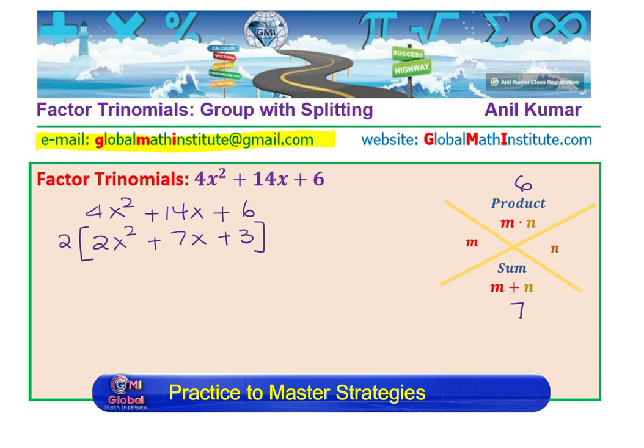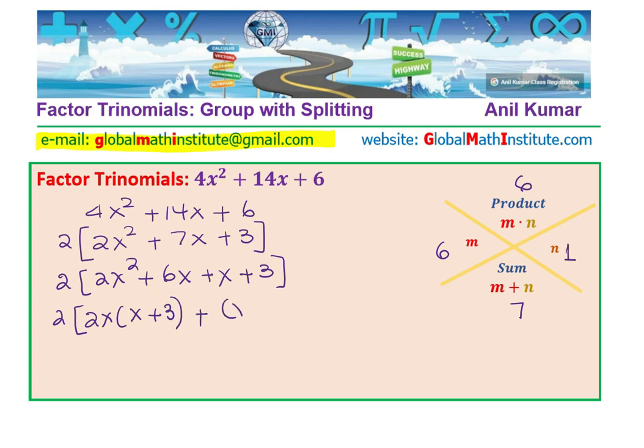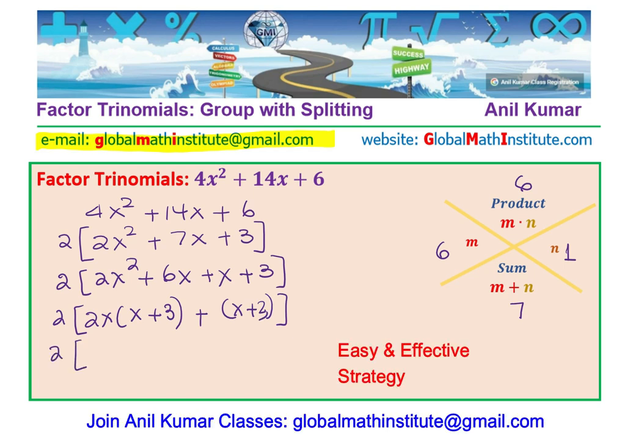So how do you get a sum of 7? Well, 6 times 1, right? So m is 6 for you, n is 1. You get the idea. So we can split the center term, which is 7x, into 6x plus x, and that makes it 7x. Makes sense, right? And now we can take a common factor from the first two terms. 2x is common, so we are left with x plus 3. We already have x plus 3 as the other two terms. So now you can take x plus 3 as a common factor and you're left with 2x plus 1. Makes sense, right?